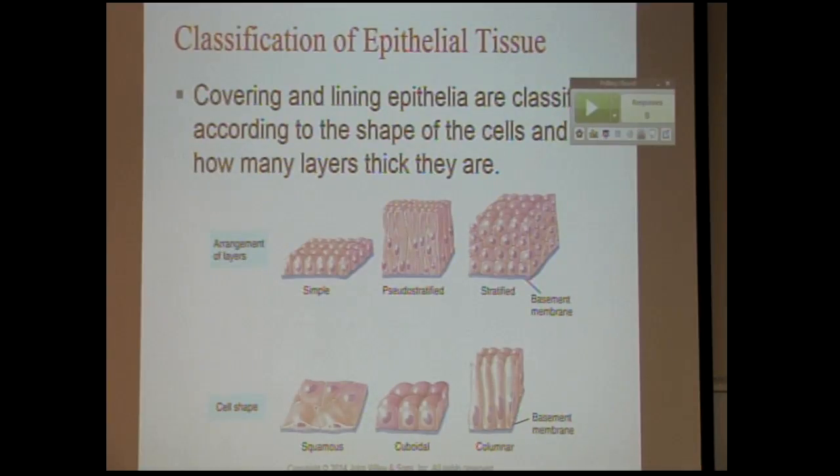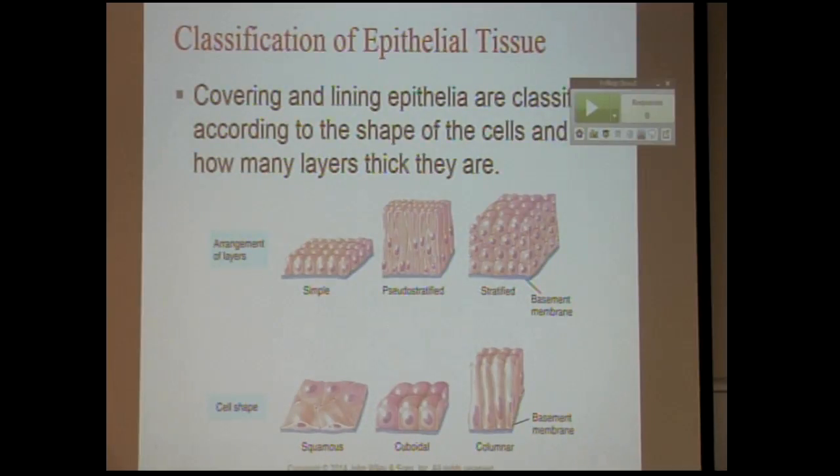All right, and just like you did on the quiz, the shapes: squamous, which are like little pancakes, cuboidal, 3D cubes, and then the columnar, basically a long column rectangle.